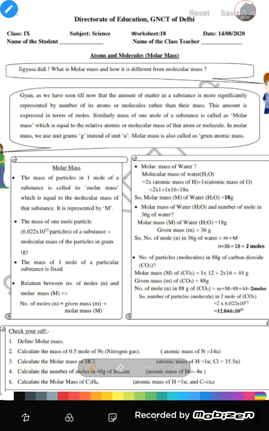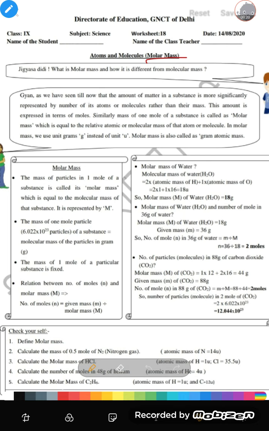Good morning, students. Once again, we are here to discuss DOE Worksheet 18, Schedule 14th August 2020, and it has been taken from your chapter Atoms and Molecules. And today we will discuss molar mass.